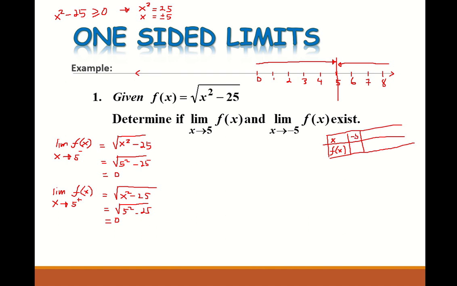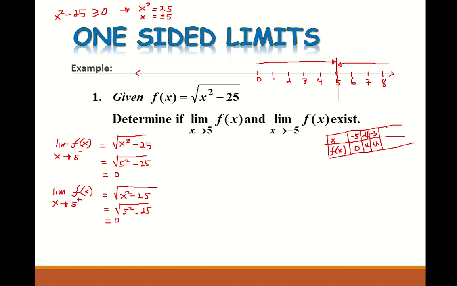When x equal to 5, f of x is equal to 0. When x equal to 4, or minus 4, 16 minus 25 is negative, so this is undefined. We put U, since we cannot determine the value. When x equal to minus 3, the square of minus 3 is 9, minus 25, that is also undefined.